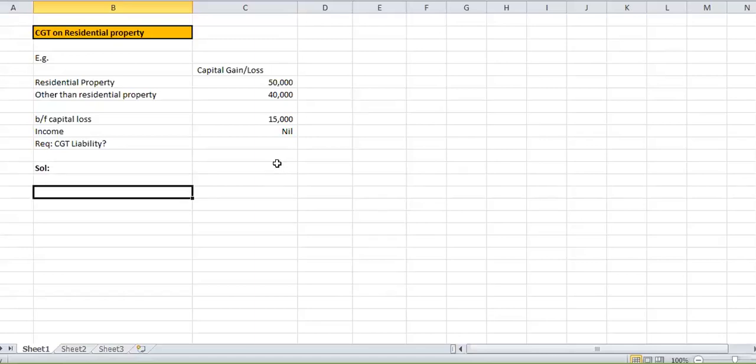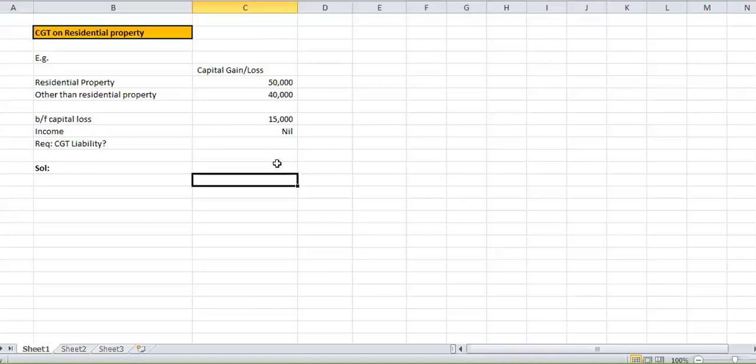So first of all, we will net off our capital gains and losses, and please remember, whenever you have gain from residential property, please prepare two separate columns. One column is for other gains and one column for residential property, because tax rates are different for both types of gains.